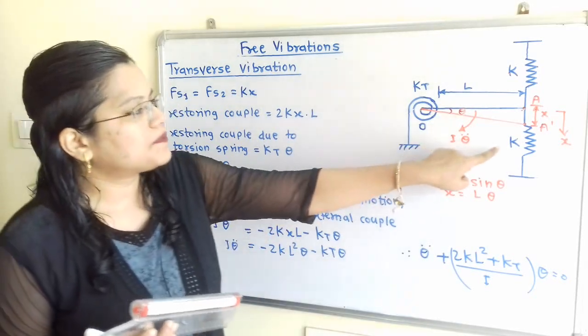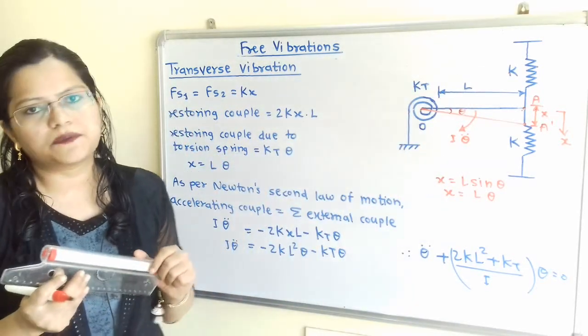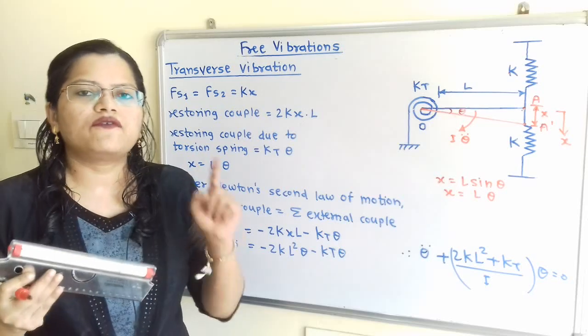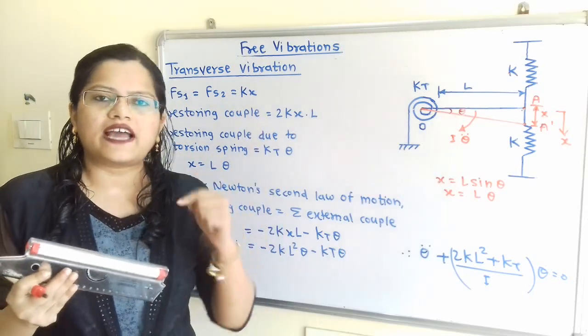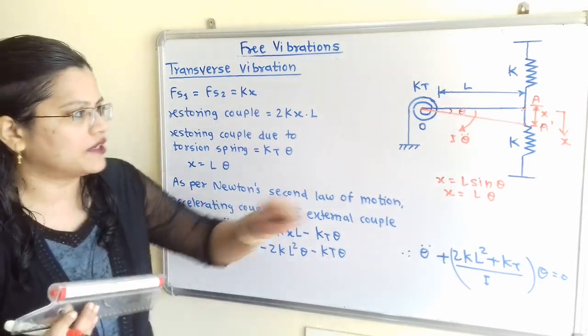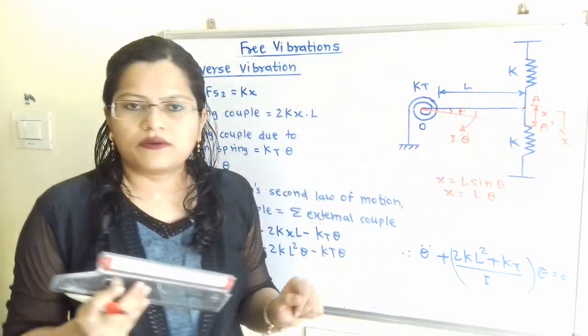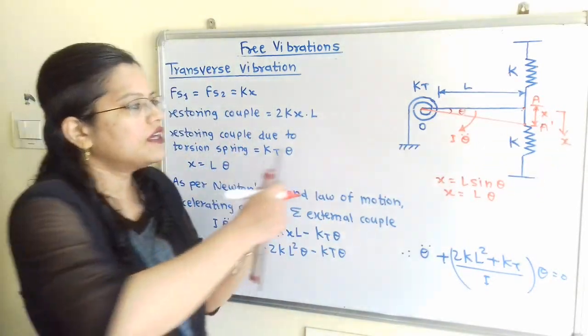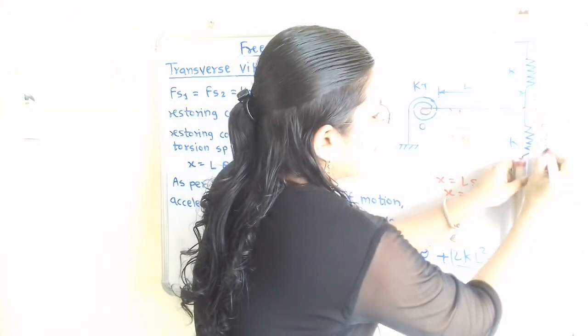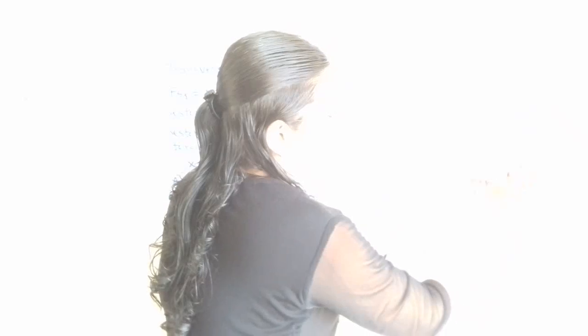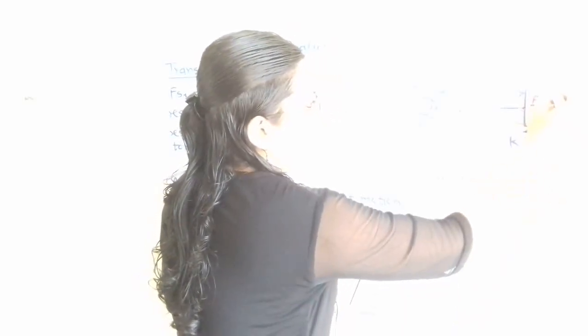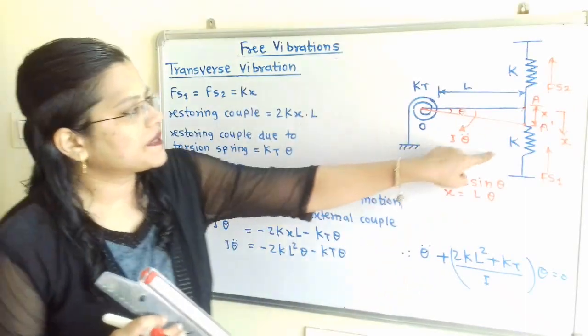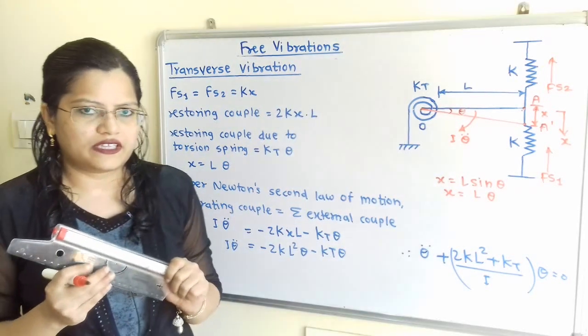Now for the spring stiffness K, there is the spring force. This spring force will act in the opposite direction of the linear displacement. x will act in the downward direction, and therefore the spring force will act in the upward direction. If I consider this the first spring, then Fs1 is in the upward direction, and Fs2 also has the upward direction. So both springs act in the upward direction.